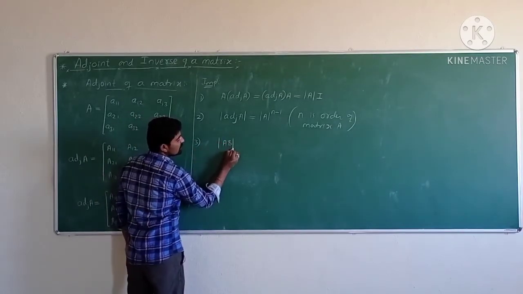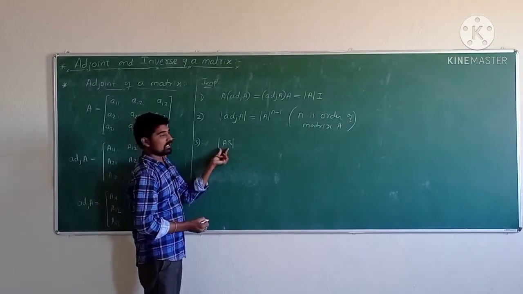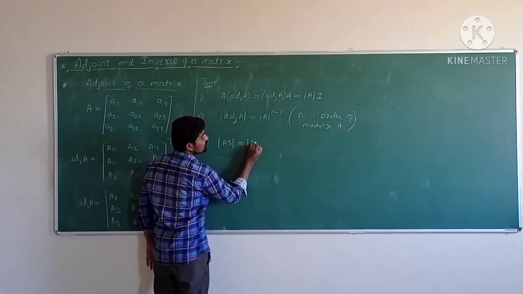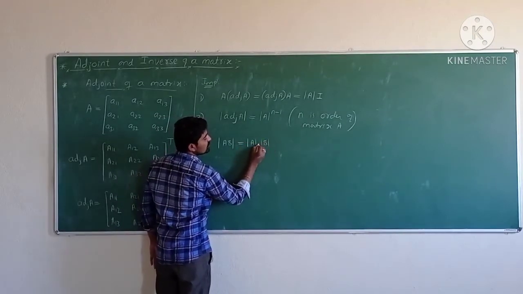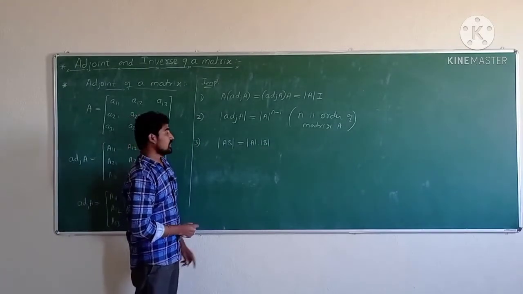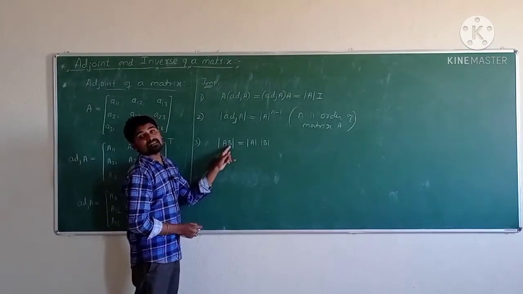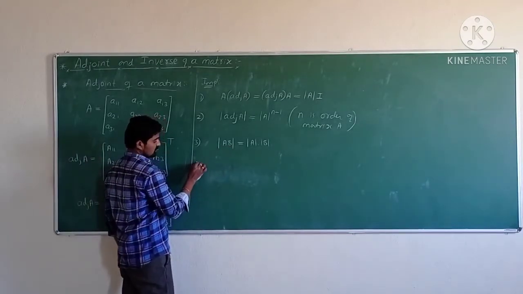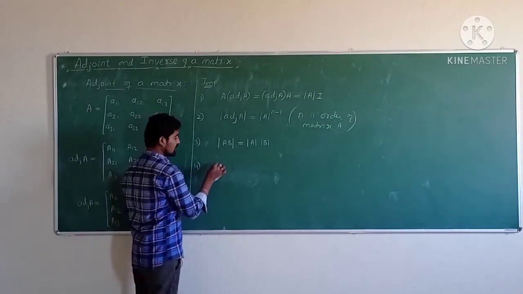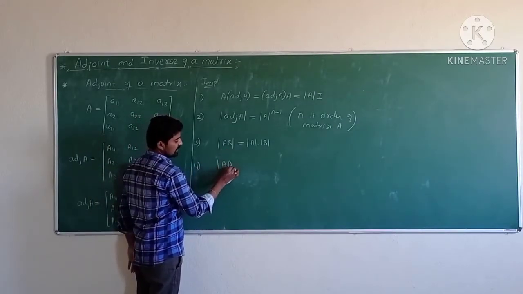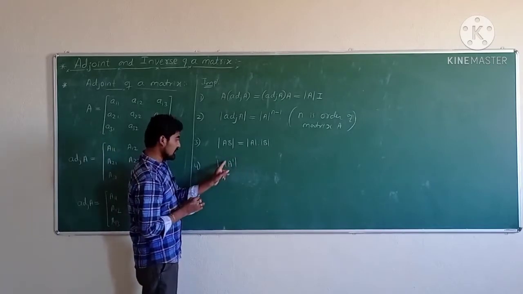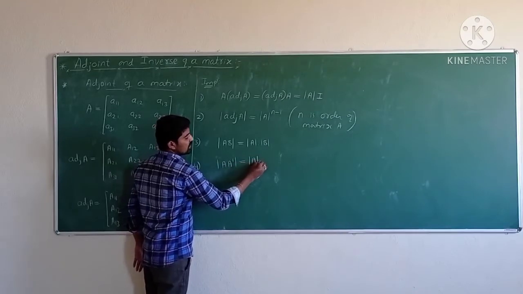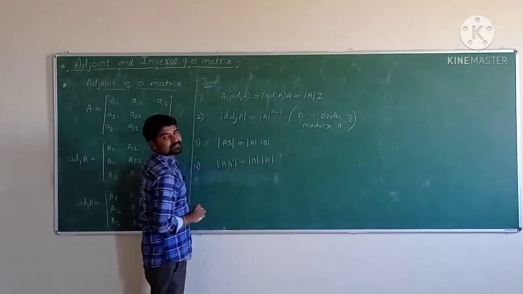And the third one: determinant of the product of matrices A and B is equal to the product of their respective determinants, that is determinant of A into determinant of B, where A and B are square matrices of the same order. So by using this, we may write determinant of A into A dash, where A dash is the transpose of the matrix A, which is equal to determinant of A into determinant of A dash.